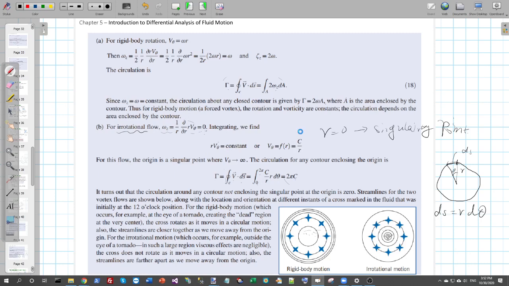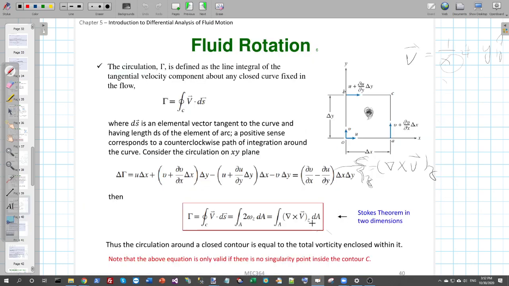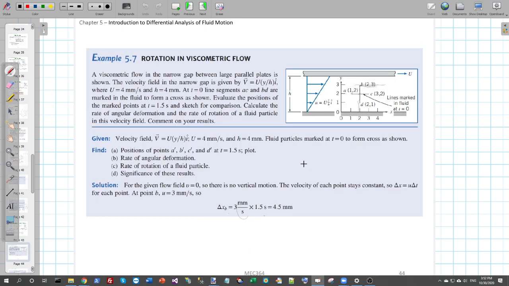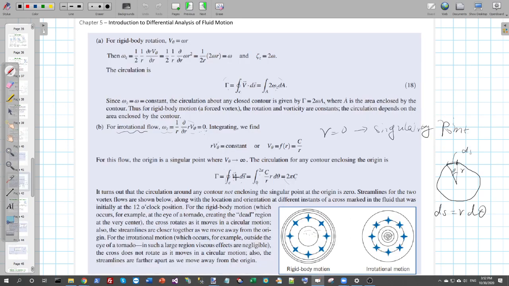When you have a singular point, remember when we talked about Stokes theorem, you won't be able to use it anymore. So you cannot use the Stokes theorem, and you just do the contour integration directly. This is v theta of r, and the integration over ds. This small ds here will be just equal to r times d theta, and then you integrate theta from 0 to 2 pi for the whole contour. And it turns out that your circulation is 2 pi c. For this case it is very special. The second case is the flow is irrotational, omega z equal to 0, but gamma is not equal to 0.